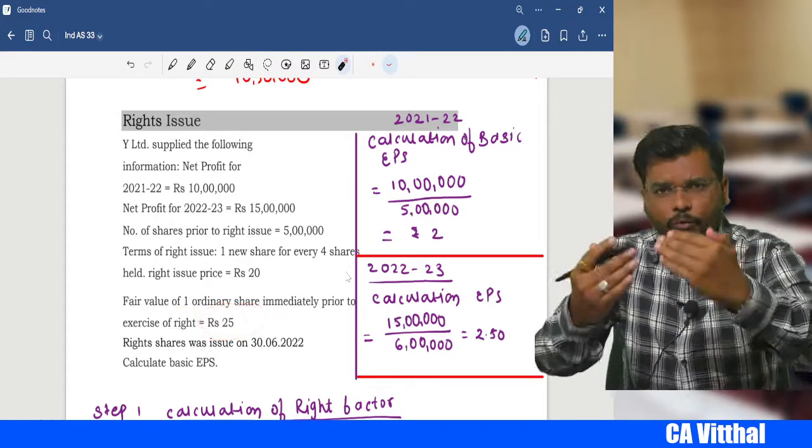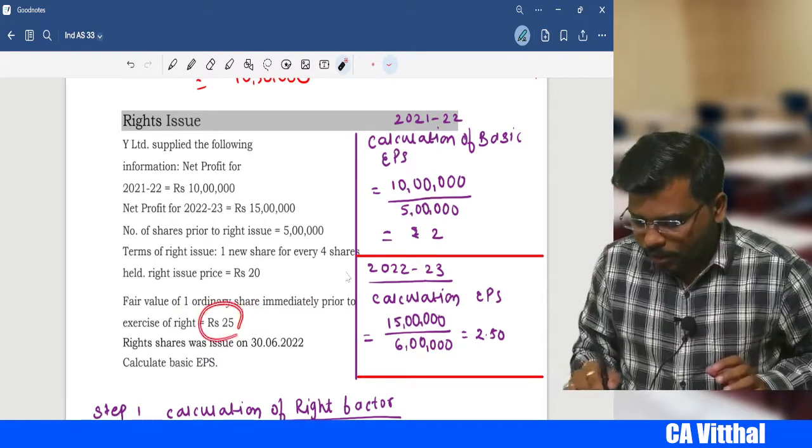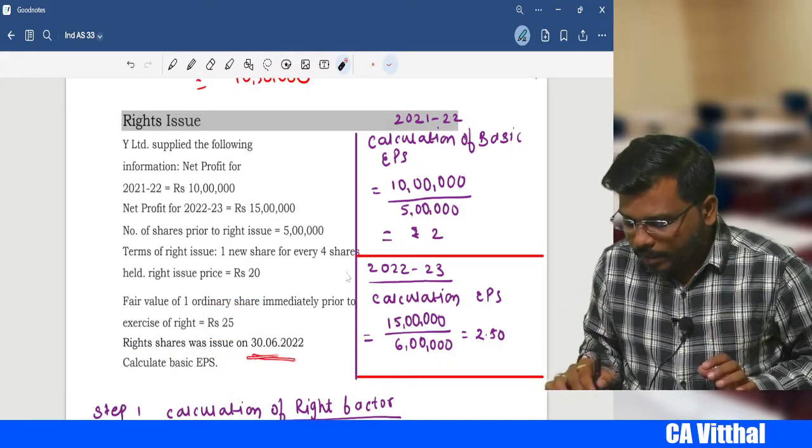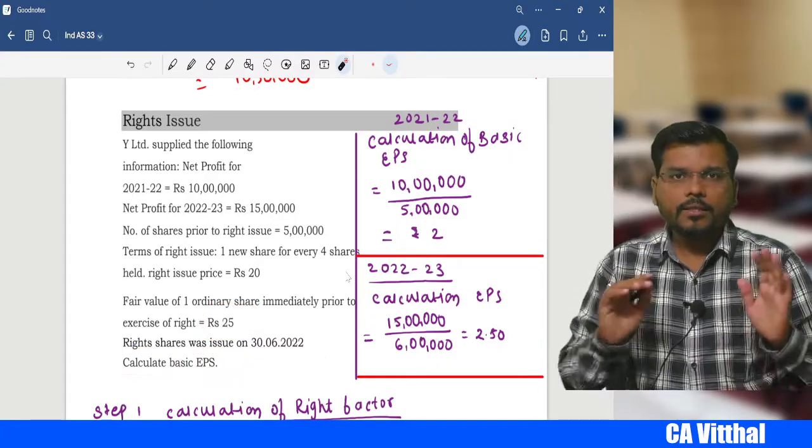20. That means before the right issue, what is the price per share? 25. Right shares were issued on 3-6. Very good. Which date, sir? 3-6. Calculate the basic EPS.